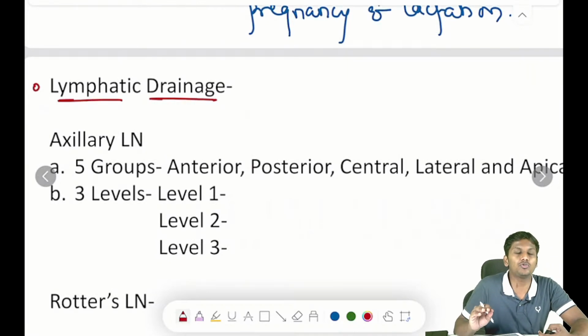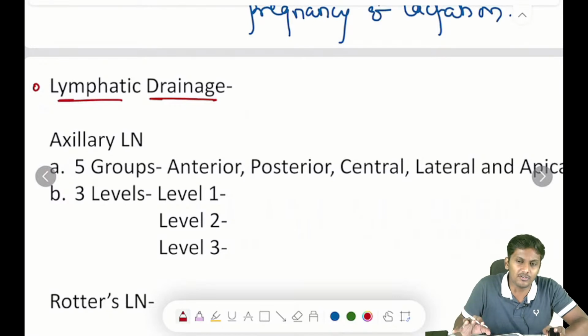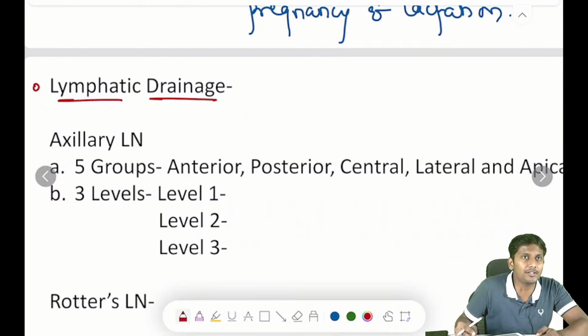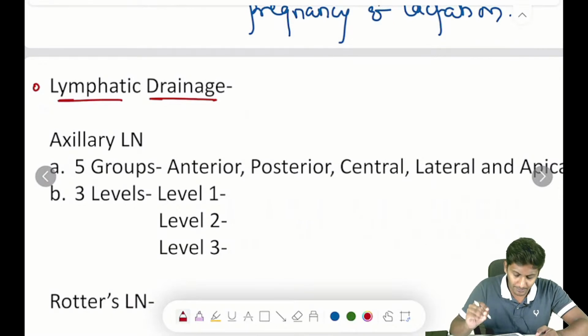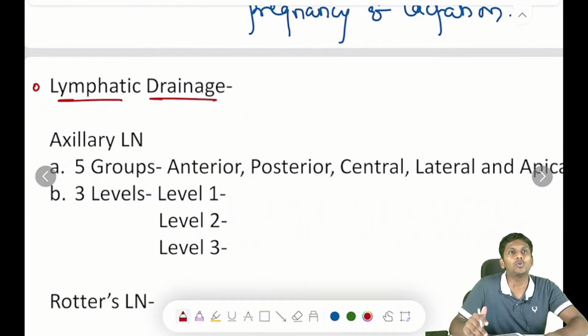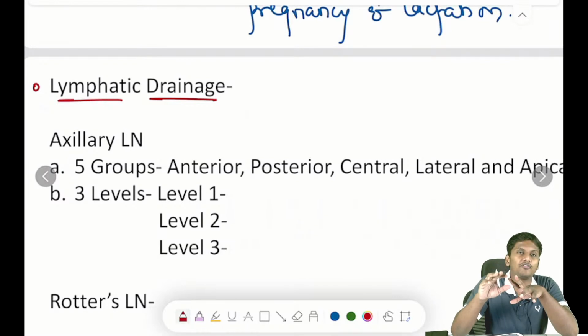Breast usually drains into, all organs will have some lymphatic drainage. वैसे ही breast का भी अपना खुद का एक lymphatic drainage होता है. It is going to drain into some lymph nodes. And which lymph nodes is it going to drain into? We have to remember that the breast is going to drain mainly into two groups of lymph nodes.